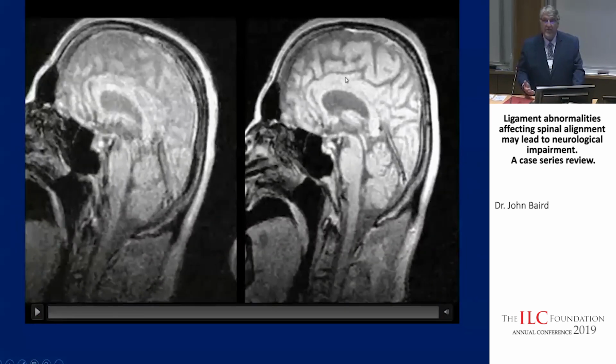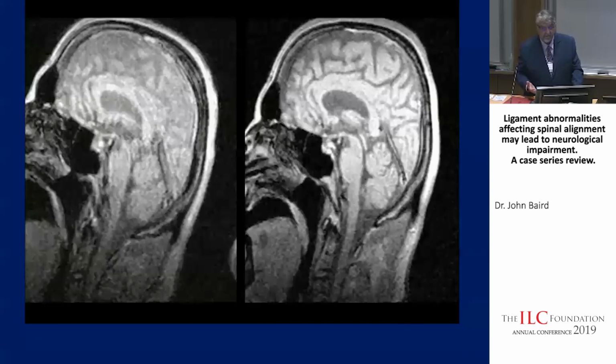So we can pretty well say, I think it's reasonable to propose, the most plausible explanation is that a change in the alignment of the atlas and the axis at the craniocervical junction had a direct effect on the CSF flow.